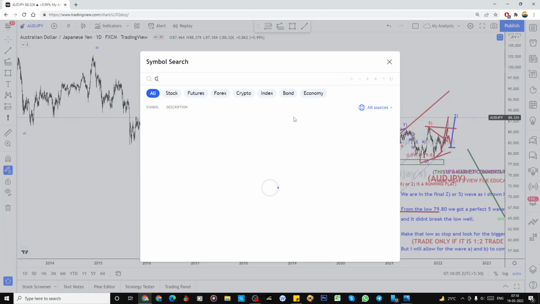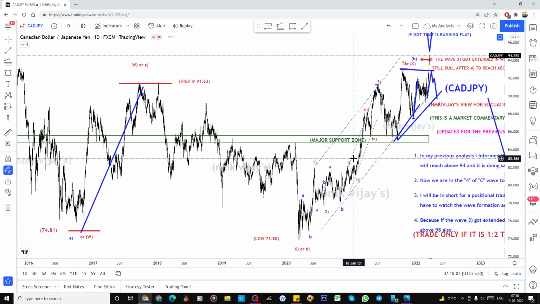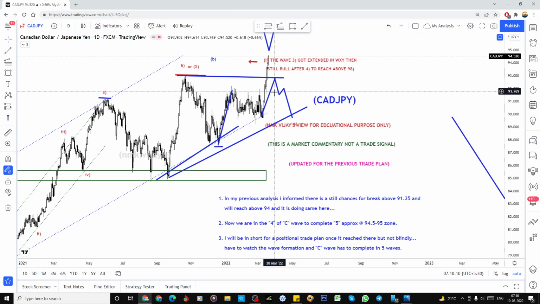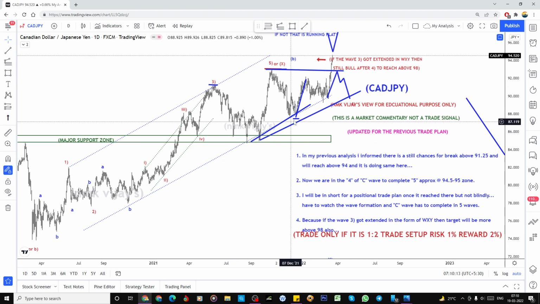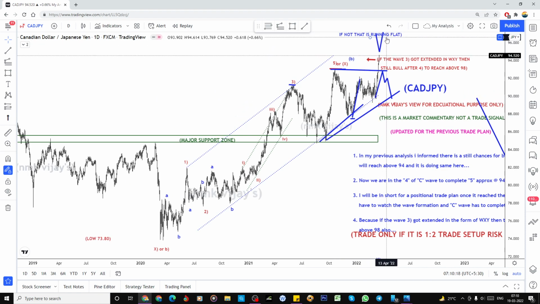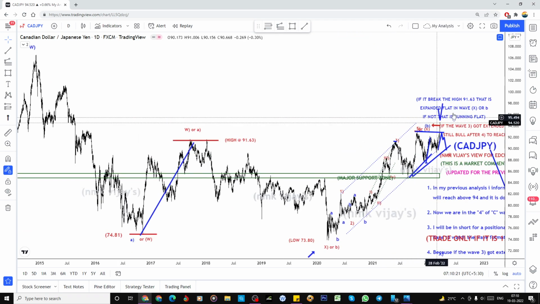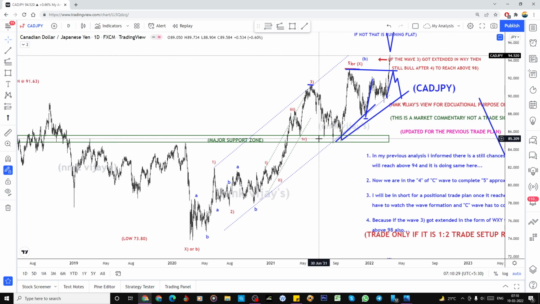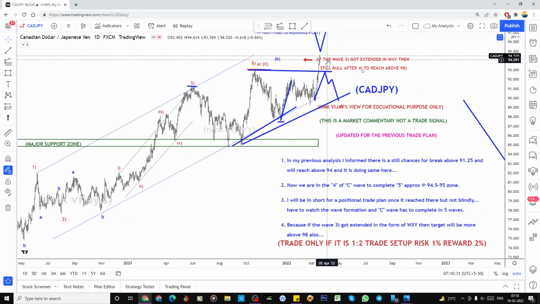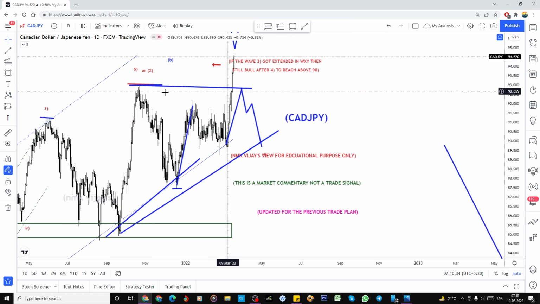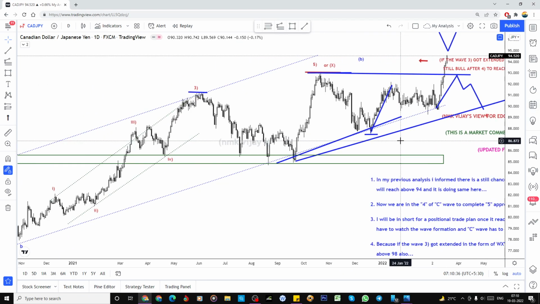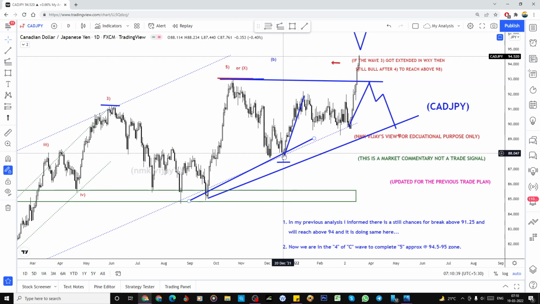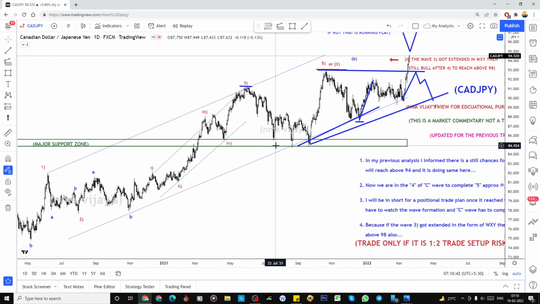And the same thing in CAD JPY, what I expected from here. Either this is the end of the fourth wave, meaning this is the A, so this is the B, and we are in that C wave. So up to 96 we can expect the target, same as AJ, UJ and CJ, everything is the same pattern. If it breaks this, it is going to be bullish. Exactly, it is doing the same thing. You just go through all my previous videos about this pair and AJ, CJ, everything I did.